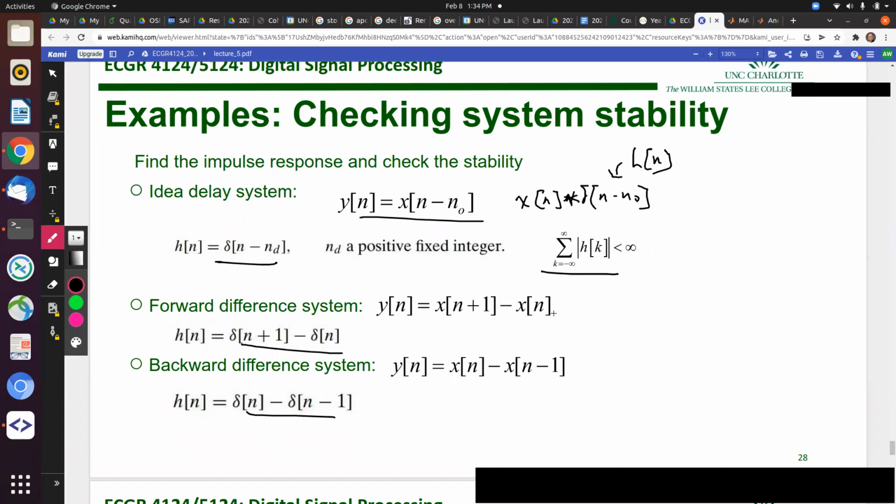Any questions? Yeah, so what would be an example of something that's not bounded? Well, let's do h of n equal to, say, u of n. All right, so what is this? What is the sum from k goes from minus infinity to positive infinity of u of n?